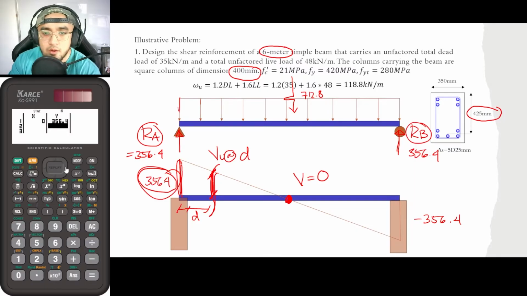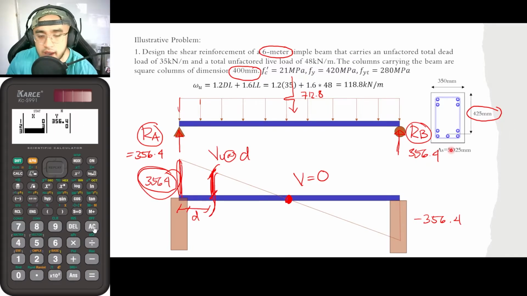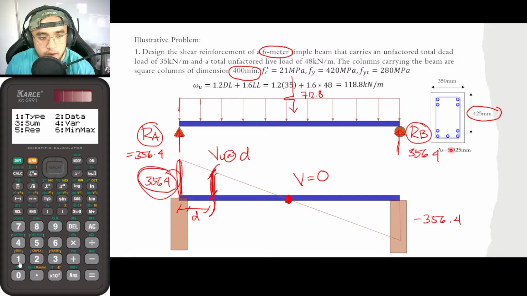And you also know that when shear is equal to 0, x is equal to 3. Where did this 3 come from? This is the midspan, so this is 3 meters. At x equal to 3 meters, the value of V is equal to 0. Now that I have already completed my table here, I would be pressing AC, clearing it. And I would now be getting the features of stat mode. So in my calculator here, I would now be pressing shift 1 for stat mode.